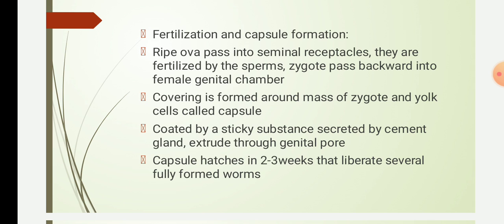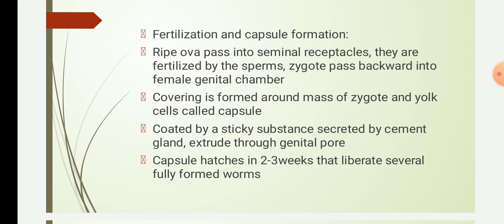Zygote plus yolk cells get the covering. Okay, and this capsule contains 5 to 10 eggs and hundreds of yolk cells. Okay, and this capsule is coated by a sticky substance which is secreted by the semen gland, and when the capsule moves out of the body through the genital pore, this sticky substance gets modified into a sticky stalk, which helps in adherence to the substratum.